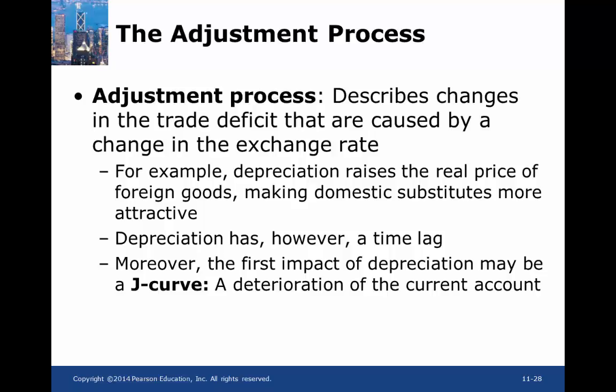The adjustment process. The adjustment process describes changes in the trade deficit that are caused by a change in exchange rate. For example, depreciation raises the real price of foreign goods, making domestic substitutes more attractive. Depreciation has, however, a time lag. Moreover, the first impact of depreciation may be a J curve, a deterioration of the current account.